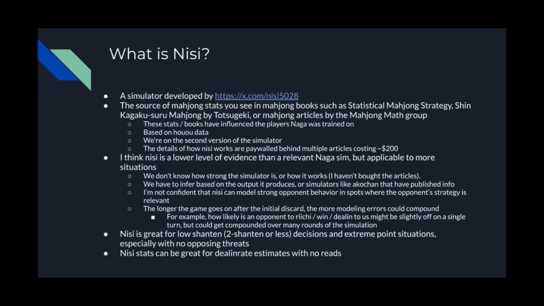So in spots like K10, where you're pushing or folding the last tile, I think Nisi is great for that. In spots where we have an efficiency problem, I think Nisi is great for that because it's mostly about our own hand and how it develops. And I also think that Nisi is great for a baseline deal-in rate estimate.